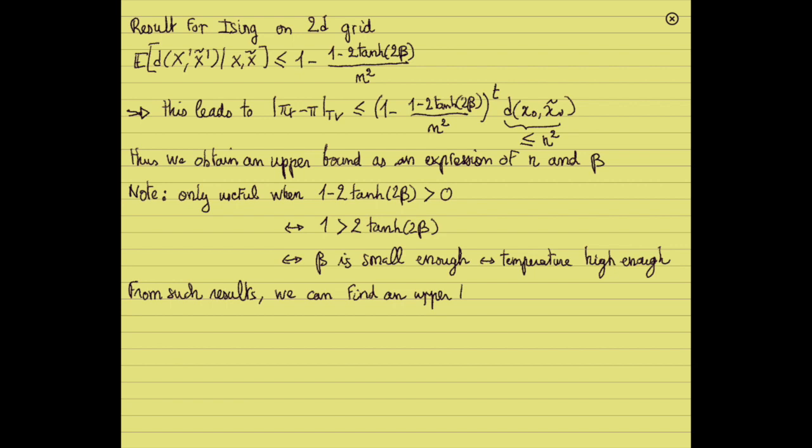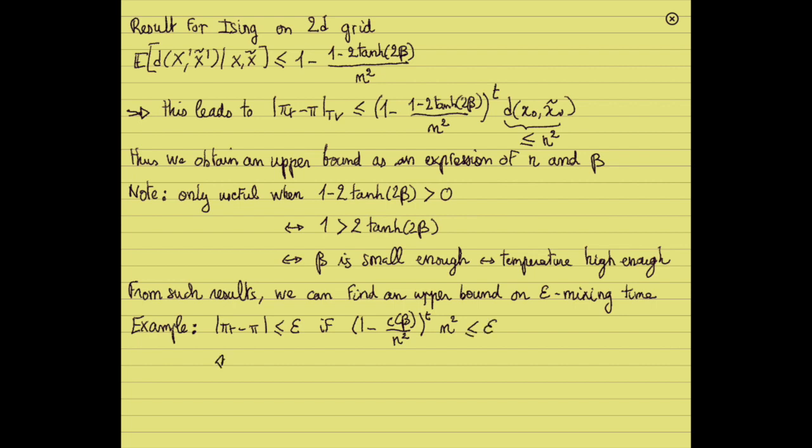And so, of course, once we have this upper bound on the total variation distance, we can find the so-called mixing time, or an epsilon mixing time, or at least an upper bound on it. And so what does it mean? For example, we might want to know what is the minimal time at which we have the guarantee that the total variation between pi t and pi is less than epsilon. And so that would be the case if our upper bound was less than epsilon. So we can write our upper bound as 1 minus a constant that depends on beta divided by n squared, to the t, times n squared.